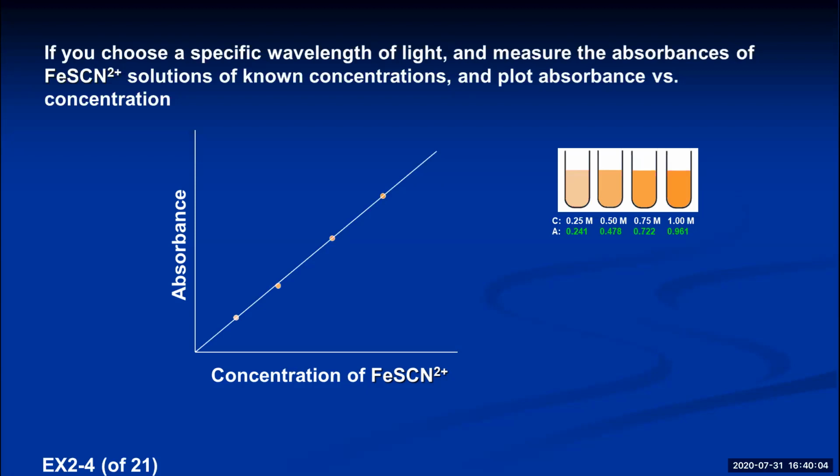If it's a linear relationship, that means absorbance and concentration are going to be related through y equals mx plus b. So this is a linear relationship, y equals mx plus b, where y is going to be the absorbance and x is going to be the concentration of the colored component.